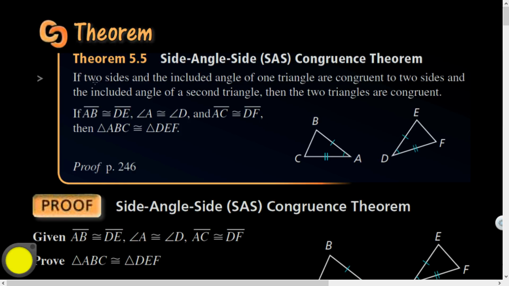It says the following. If two sides and the included angle, this is muy importante, my friends, the included angle of one triangle are congruent to two sides and the included angle of the second triangle, then the two triangles are congruent. So notice for triangle ABC, AB is congruent to DE, AC is congruent to DF, and the included angle, if you notice, is the angle in between those two sides. This other angle, for instance, would have been a non-included angle between those two sides. So that's what they're referring to, included.